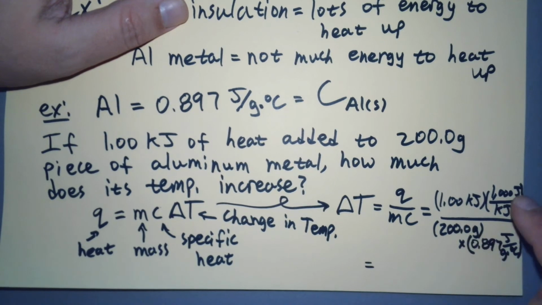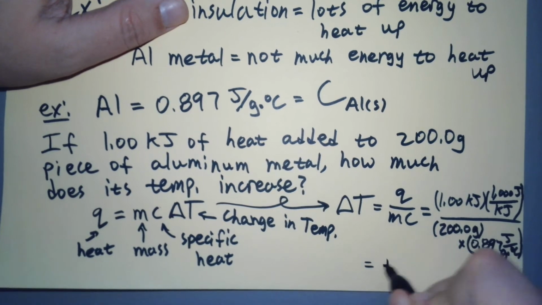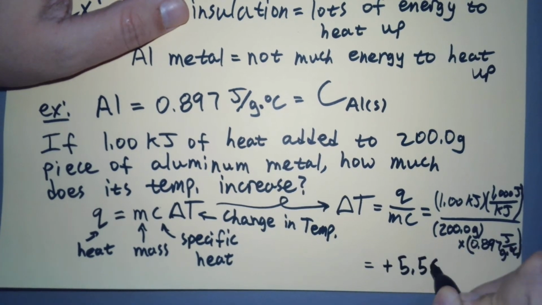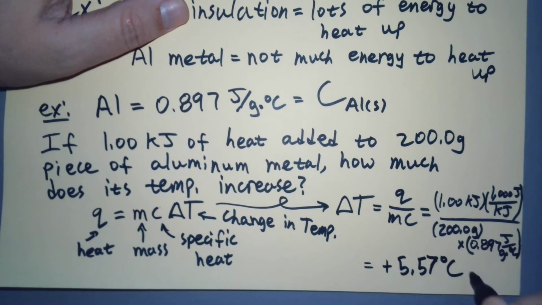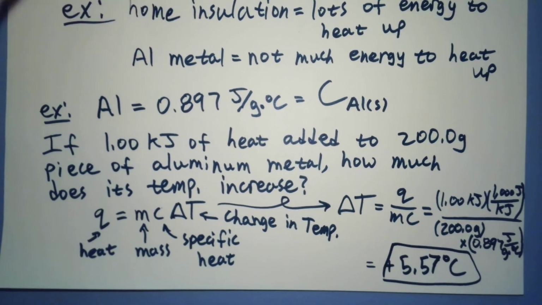Alright, we punch it up in our calculator, so it ends up being 1,000 divided by 200 times that number. And we get plus 5.57 degrees Celsius. So we're going to go up about 5.5 degrees Celsius. Now we can add an extra detail here. What if we know the initial temperature? Then we can know what temperature we land at. Maybe it was 0 degrees, then we end at 5.57. Maybe it was 100 degrees, then we end at 105.57 degrees Celsius.